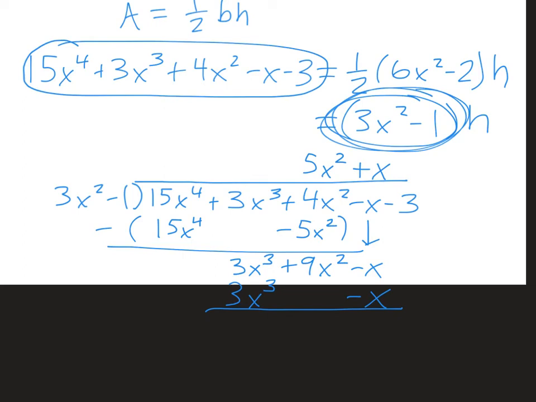So, subtracting all of these, you get 9x squared. And then the x's cancel out. 9x squared, and then these cancel out because negative x plus x. Bring down the -3. And it looks like we're going to have no remainder. So the 9x squared on the bottom gets divided by 3x squared on the side. That is +3.